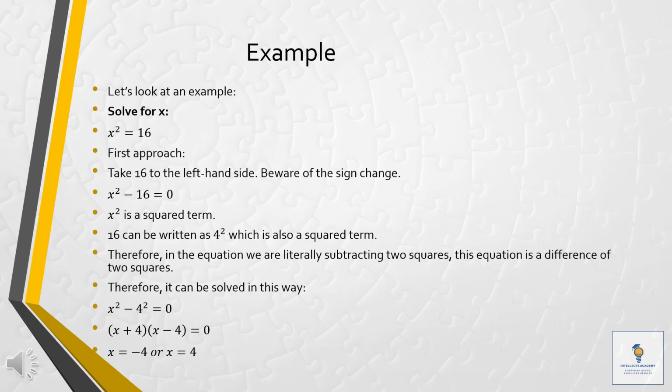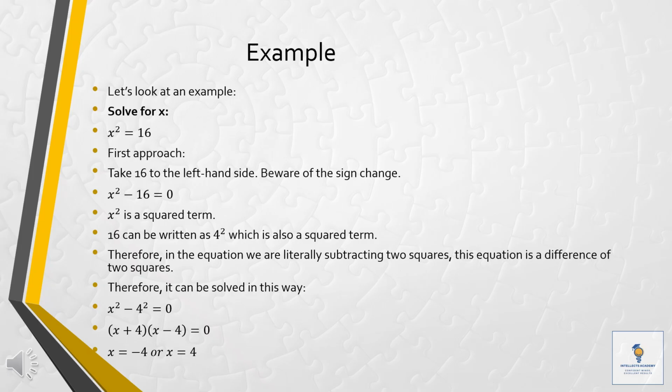Let's look at an example to apply what we have learnt so far in this lesson. Consider the following equation, x squared equals 16. The first thing to do here is to take 16 to the left-hand side. Beware of the sign change. This is so that our equation becomes x squared minus 16 equals 0, which is a form that we are familiar with. x squared is a squared term.